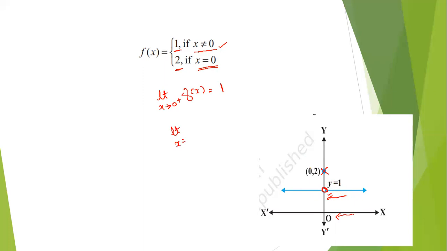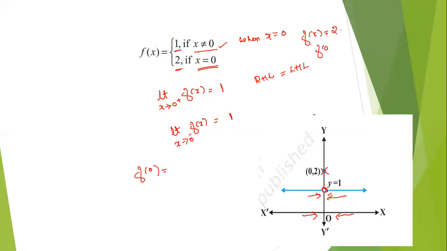From the left hand side, here also when x is close to 0, the functional value is close to 1. So now you may say our right hand limit and left hand limit are the same. But what is f of 0? See here, when x is equal to 0, it's given f of x is equal to 2. So f of 0 is nothing but 2.